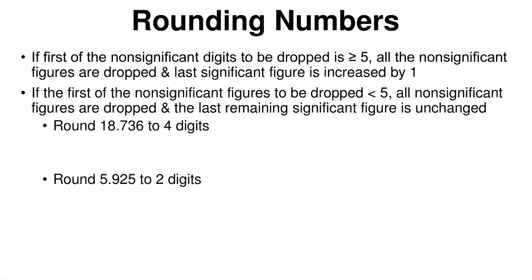So to round numbers, if the first non-significant digit to be dropped is greater than or equal to 5, all the non-significant figures are dropped and the last digit will be increased by 1. On the other side of the coin, if the first non-significant figure to be dropped is less than 5, all the non-significant figures are dropped, and then the last remaining significant figure is unchanged. You don't touch it.